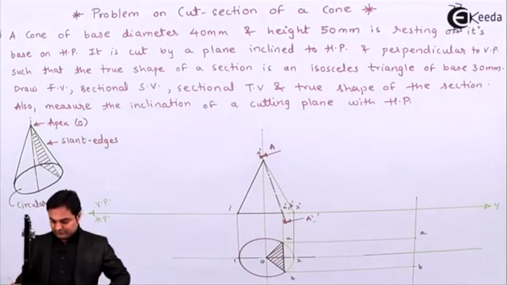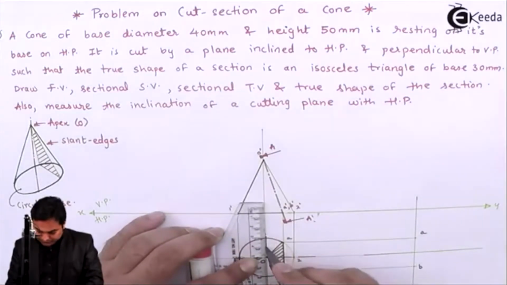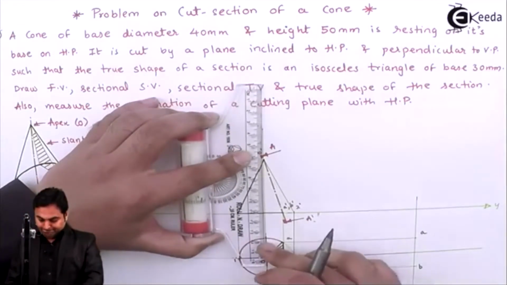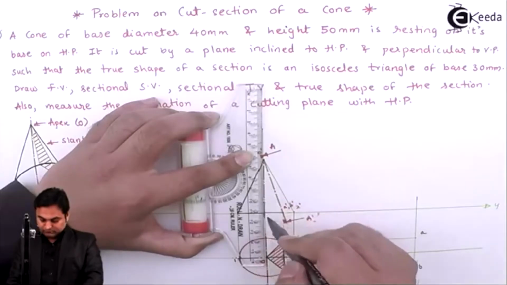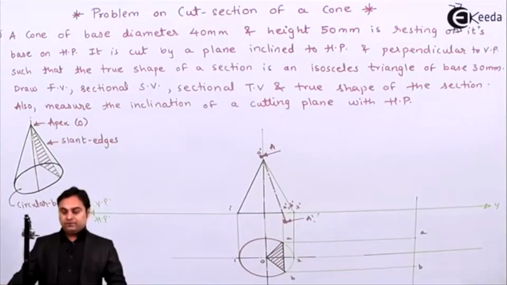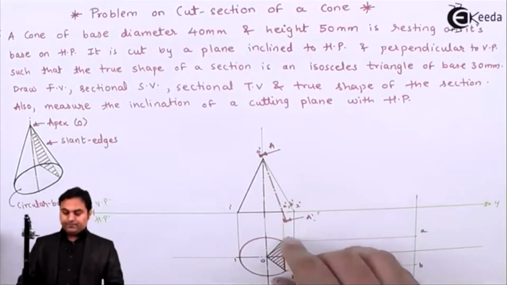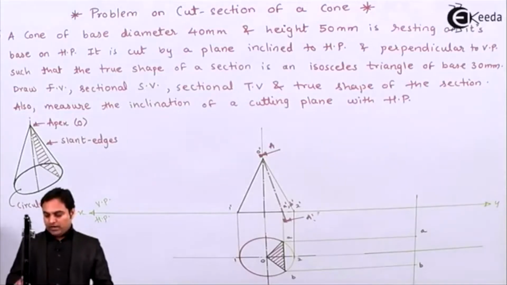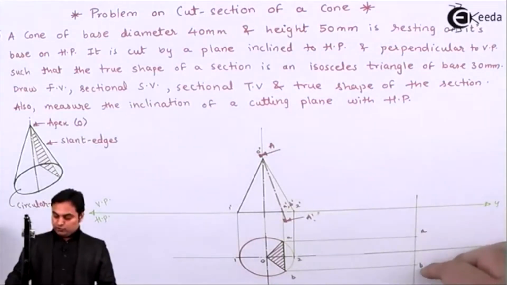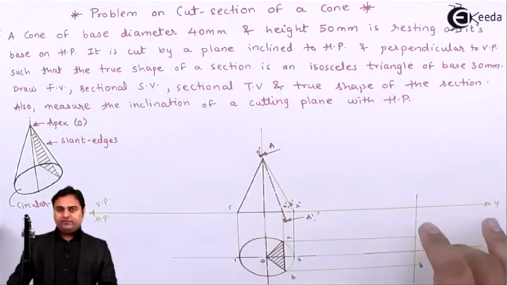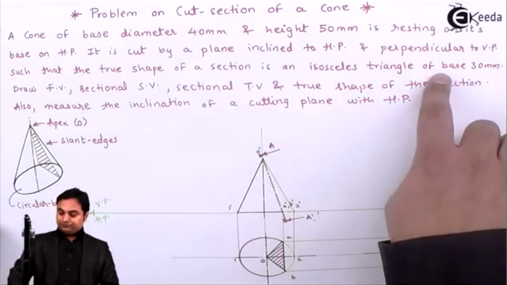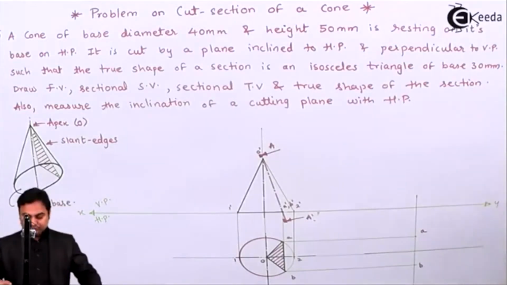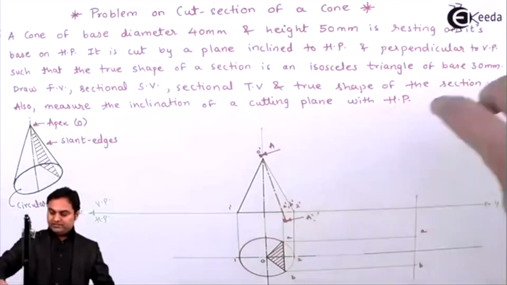I'll draw the axis here. In the front, then after getting it, that is the triangular shape in the top view, now I'll project its true shape. So points A and B are already there with us because the true shape is isosceles triangle of base 30 mm. So base already we have. Next I'll make this cutting plane parallel to XY line.